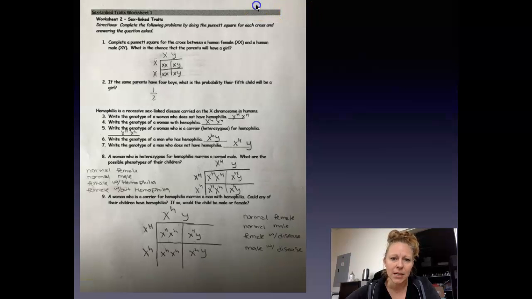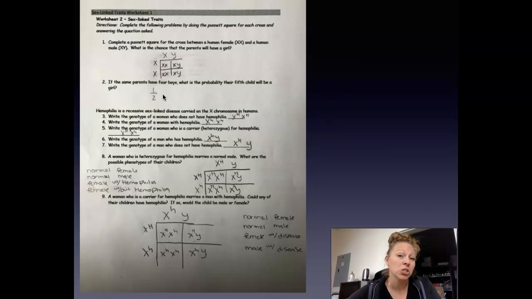We can see that you would get a 50% chance. If a man and a woman have an offspring, there's a 50% chance that it'll be a male and a 50% chance that it'll be a female. And this is why, because males have an X or a Y to give, and females have two X's to give. And so, what is the probability that their fifth child will be a girl?